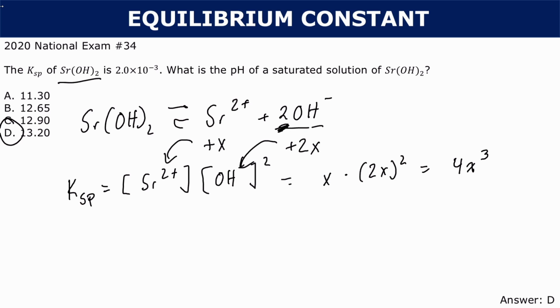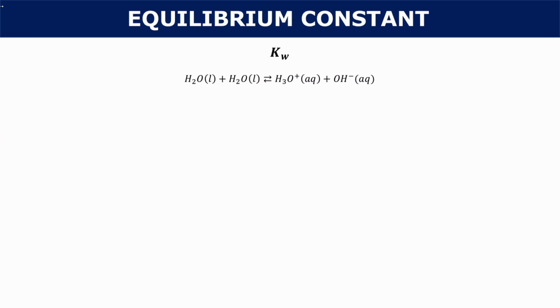So this is a very similar way to do it, but you'll notice that ICE charts are a bit more versatile when it comes to other types of problems, not just Ksp. So let's move on to Kw.